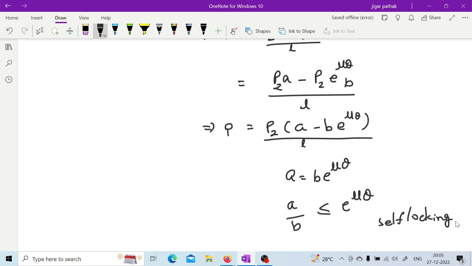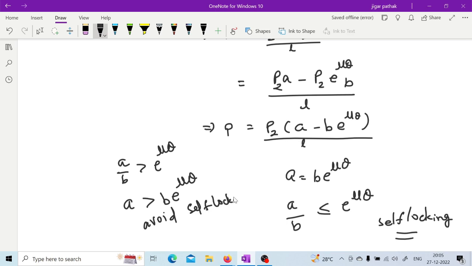Yeah, so that is self-locking. That is what I am telling. If A by B is less than or equal to e raised to mu theta, then there will be self-locking, because then your P will come out negative. So in order to avoid this self-locking, A by B should be greater than e raised to mu theta. Are you getting what I am saying? Yes, sir. Correct. So basically A needs to be greater than B e raised to mu theta in order to avoid self-locking.